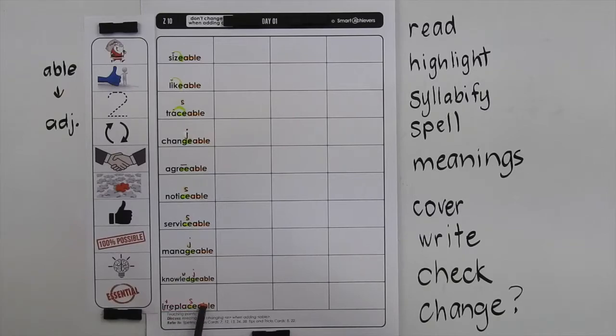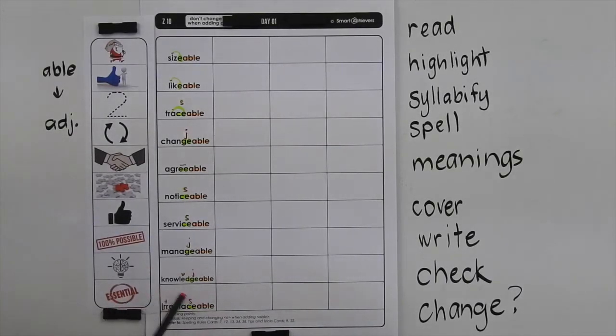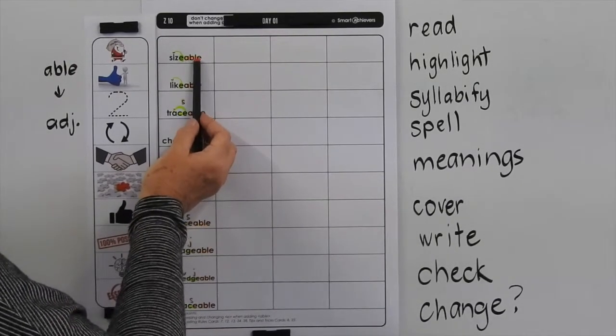Now in irreplaceable, we've got two prefixes before the base word. So that's quite interesting. You may want to discuss the influence of that on the word, but the meaning is quite obvious. So let's go through and have a look at what else we can see within these words.